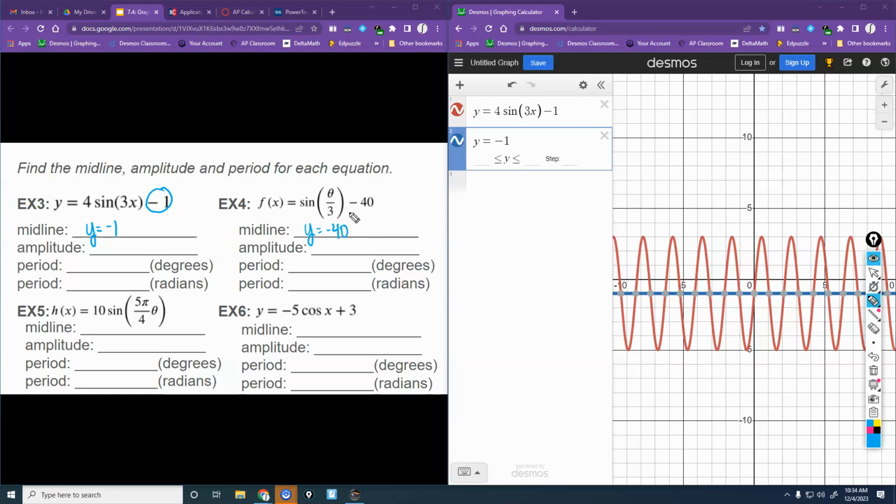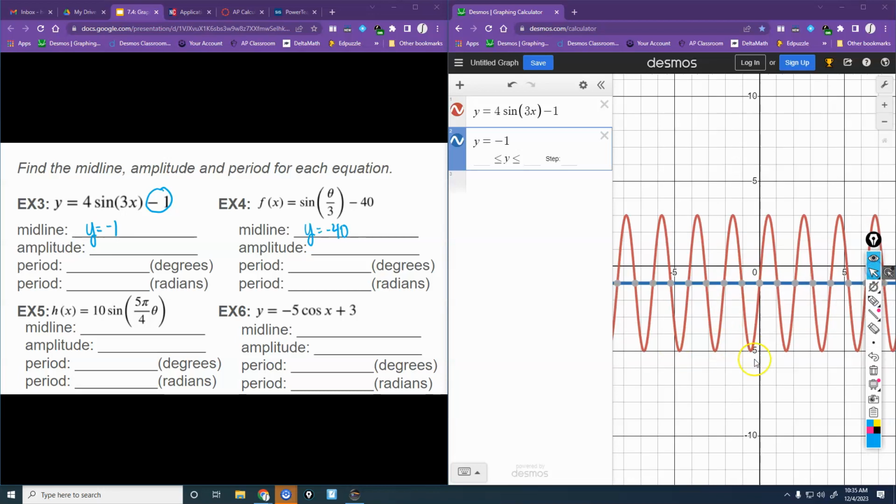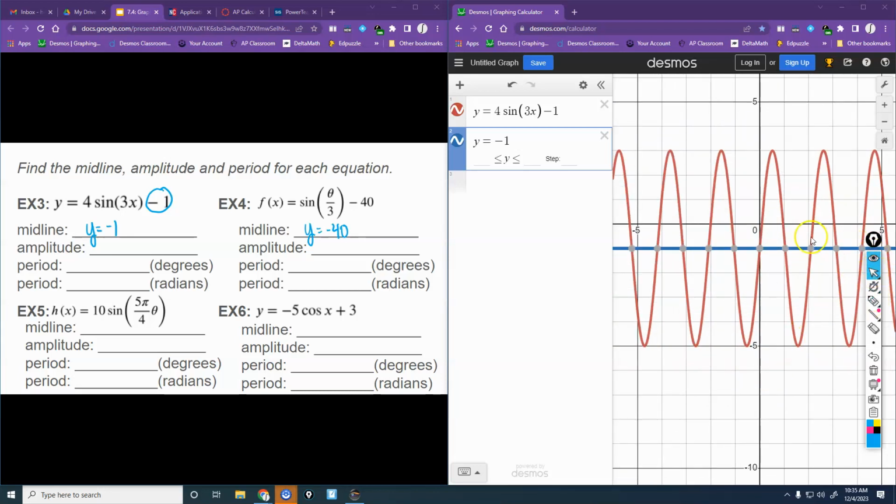All right? Amplitude. So if I'm looking over here at my graph, how far is it from that midline up to the top? Let me zoom in a little bit here. You're going from the blue line to the highest point. Blue line to the highest point. 1, 2, 3, 4. Okay? We get 4. Notice, that was this number right here. That number is always your amplitude.